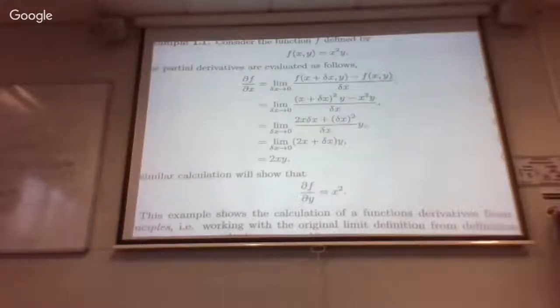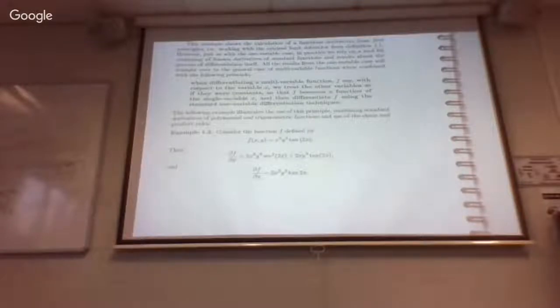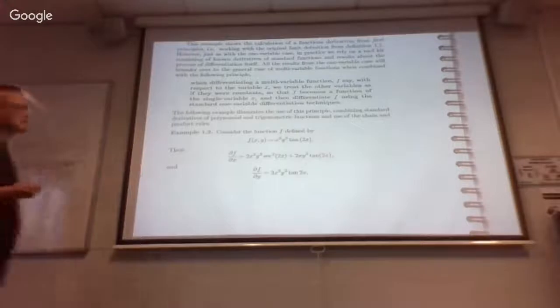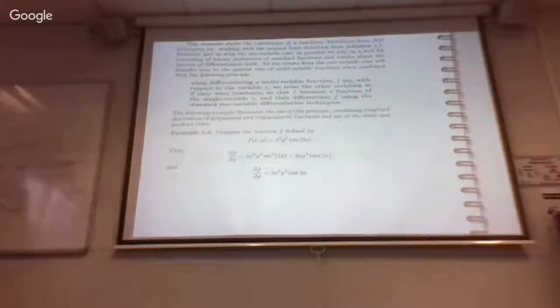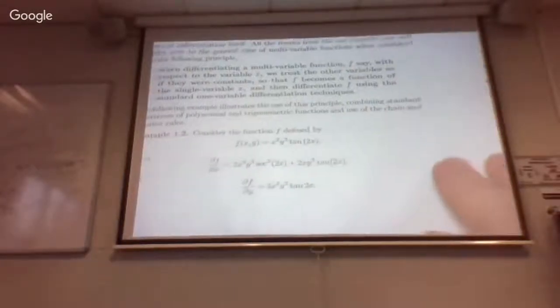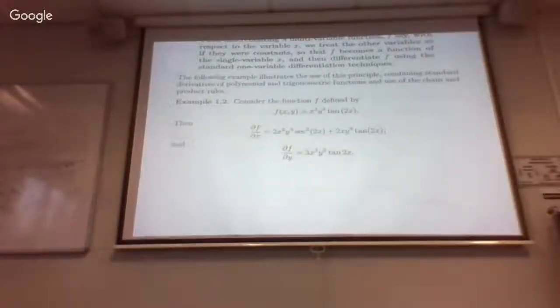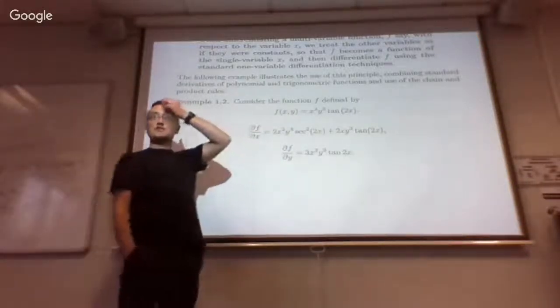So with this principle in mind, we can suddenly tackle more or less any nice function which is composed in a standard way using addition or multiplication or composition, composed out of standard ingredient functions that we know the derivatives of. Okay. So for instance, here's a much more complicated two-variable function. In this second example, 1.2, f of x, y is x squared times y cubed times the tangent of 2x. So what might its partial derivatives be?